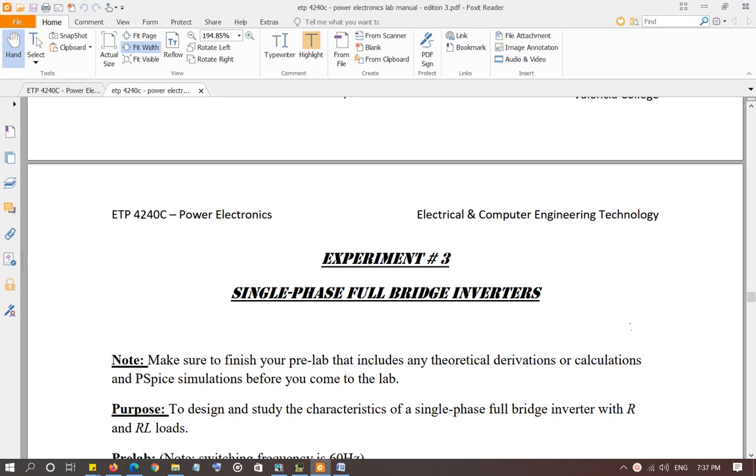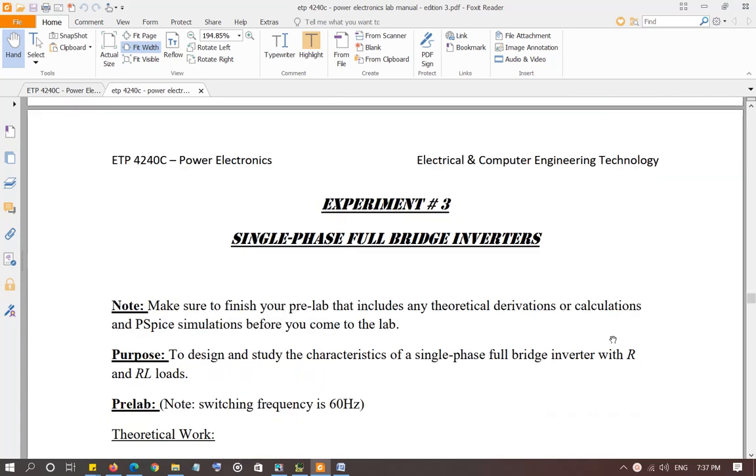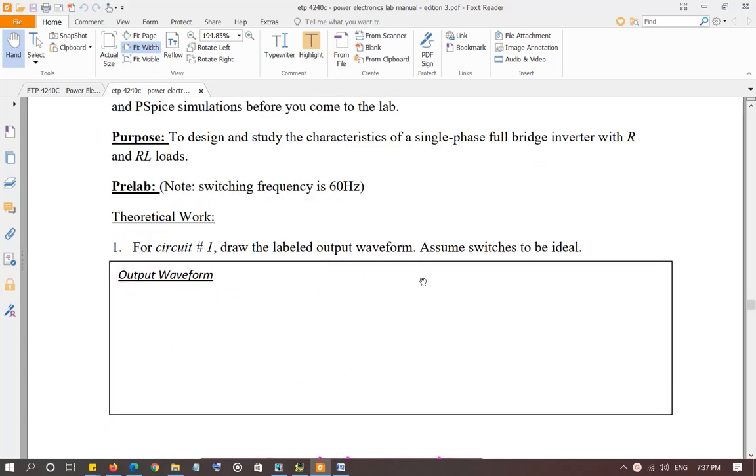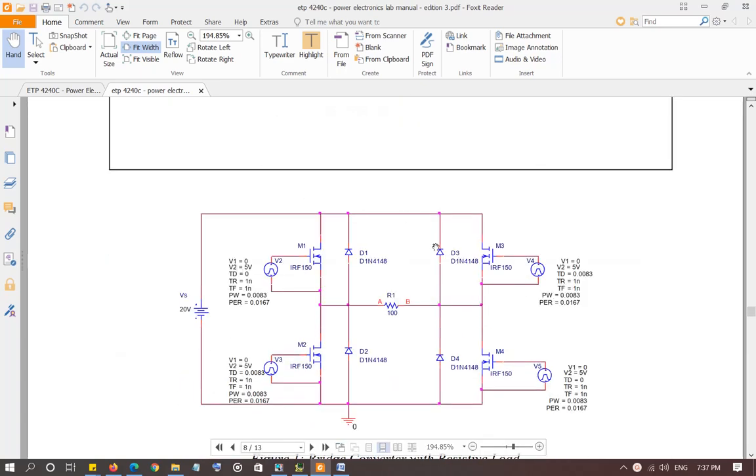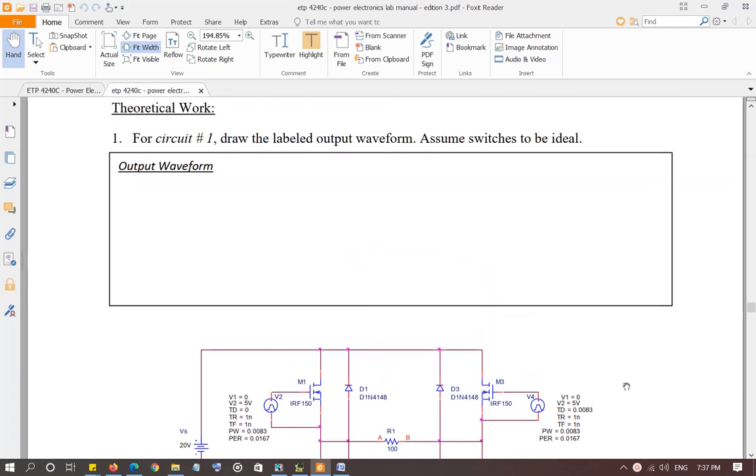So experiment number 3, single phase full bridge inverters. You are making two circuits. Well, you're making one circuit, but you're changing two different types of loads to test the output of a full bridge inverter circuit, which is here, that we discussed in the class. So first circuit is when your load is a resistive load, and the second circuit is a resistor and inductor. So it's an inductive load.